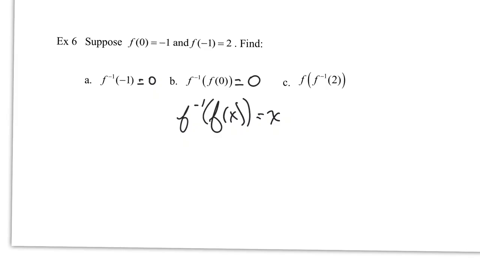And the same thing is true the other way. We said that f of g of x or g of f of x would be x if those two functions are inverses. And since these are defined to be inverses, this is 2. And that's it. Go on to the next video.